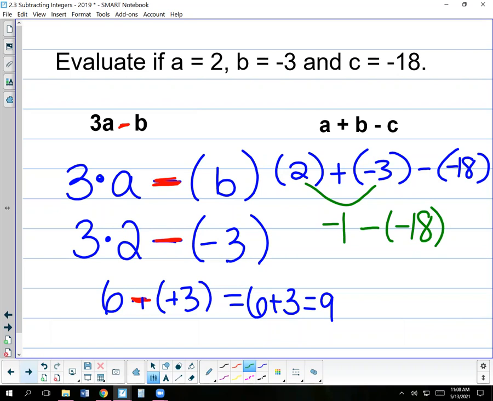Okay, so then what do I get here? What does this become? Positive. So -1 plus 18, what's that? 17. Yay. So again, my strategy is to do those parentheses with your signs. All right, questions there?